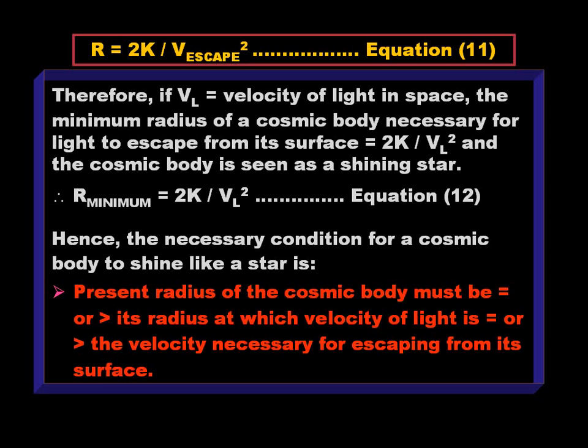Therefore, if Vl is the velocity of light in space, the minimum radius of a cosmic body necessary for light to escape from its surface is 2k by Vl square, and the cosmic body is seen as a shining star. Therefore, R minimum is 2k by Vl square. Hence, the necessary condition for a cosmic body to shine like a star is that the present radius of the cosmic body must be equal to or greater than its radius at which velocity of light is equal to or greater than the velocity necessary for escaping from its surface.